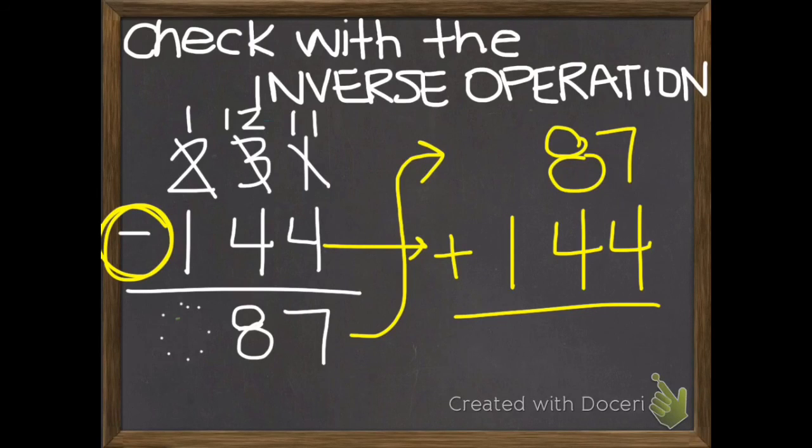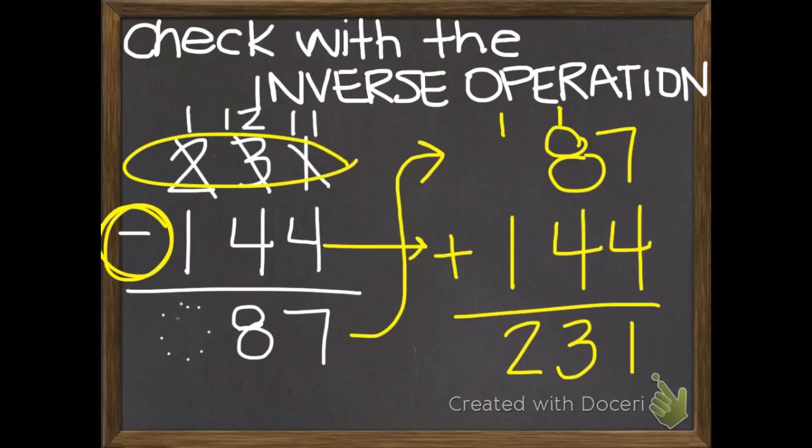Starting with the ones. 7 plus 4 is 11. Carry that 10 over. 8 plus 4 is 12. Plus 1 more is 13. Carry that 100 over. And 1 plus 1 is 2. So as you can see, I started with 231, I ended with 231, so I know my answer is correct.